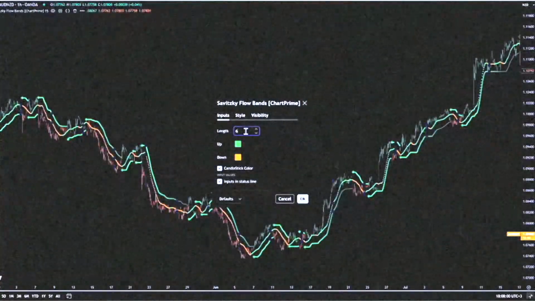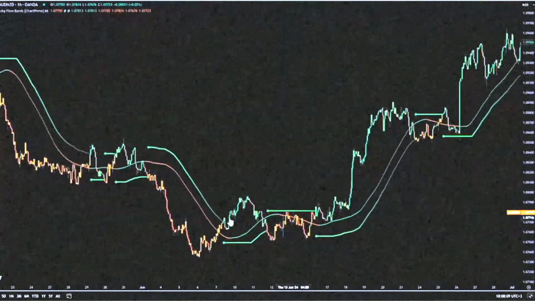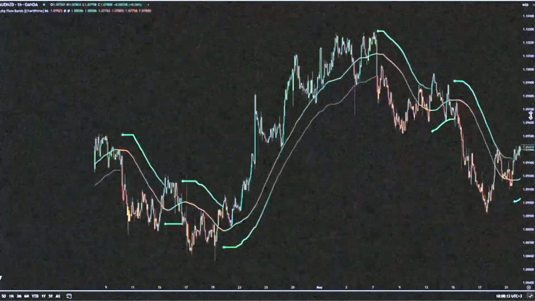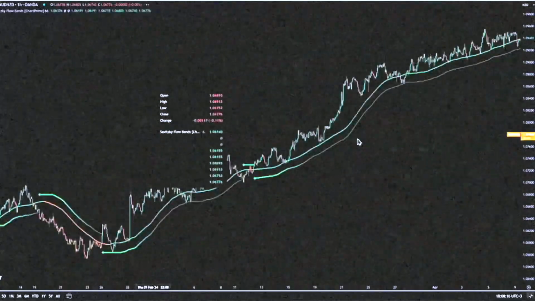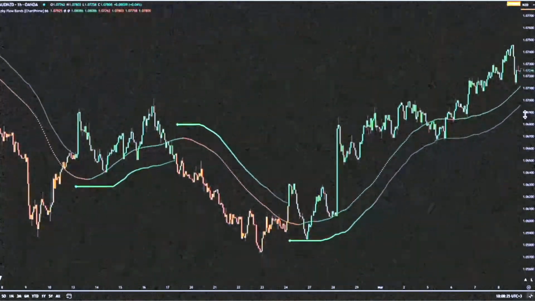This isn't your average moving average. It uses a fancy Savitzky-Golay filter to smooth out price action, giving you a sharp view of the trend without dragging its feet, cutting down on false signals.